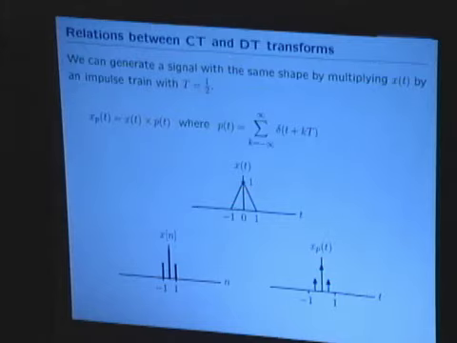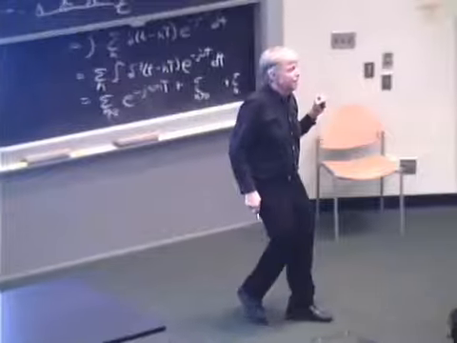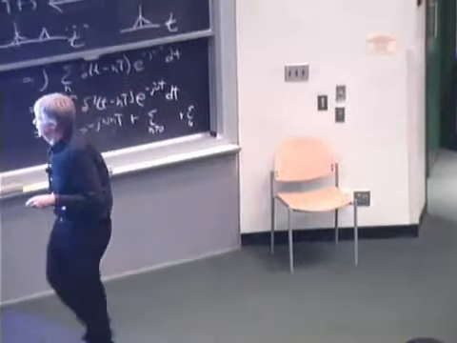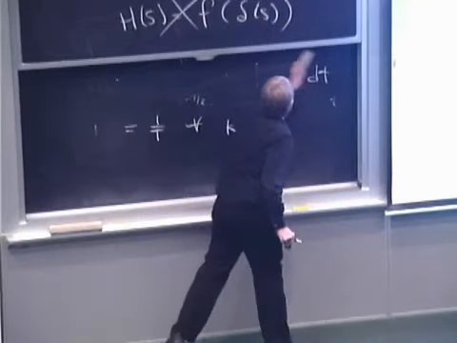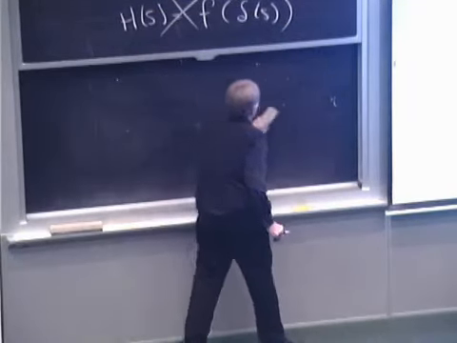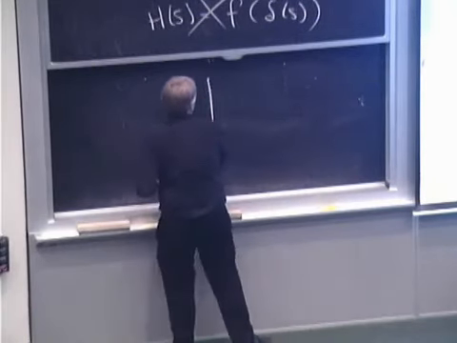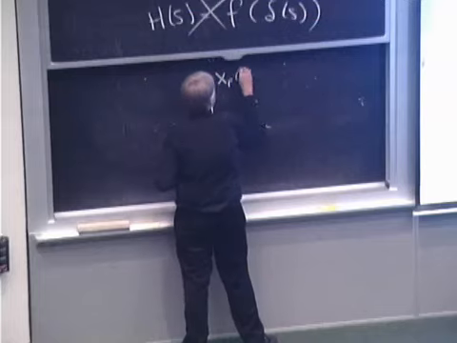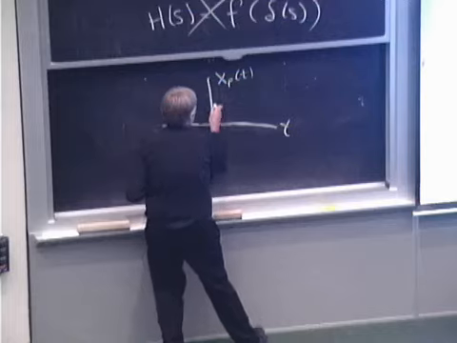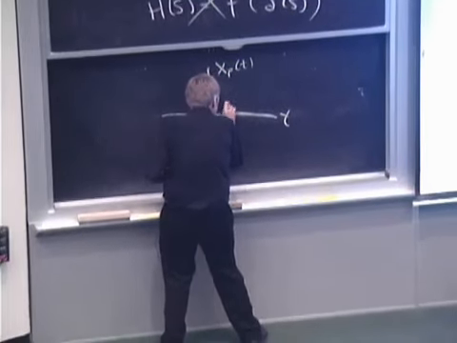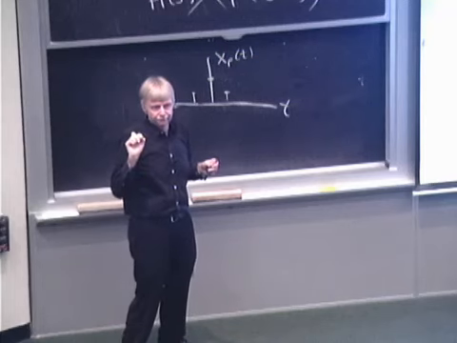Anyone know why I used impulses instead of just making the function different? Wouldn't it be much easier if I didn't use the impulses, and if instead I just said, okay, my xp of t is almost everywhere 0, except at that point, and at that point? Why didn't I do that?